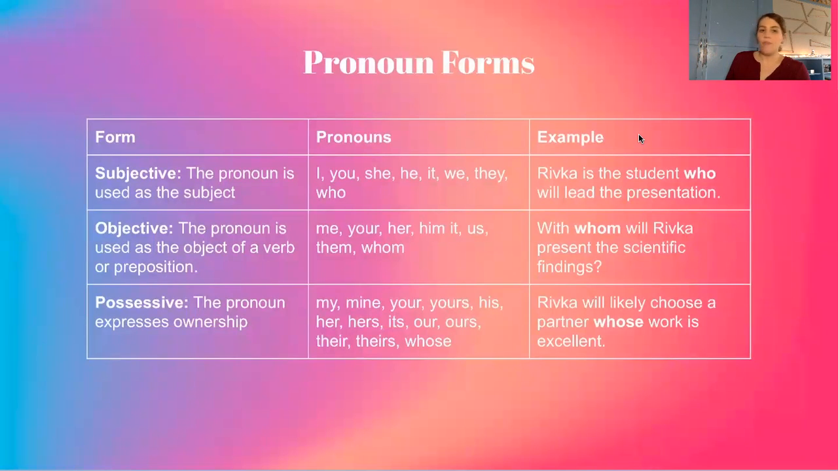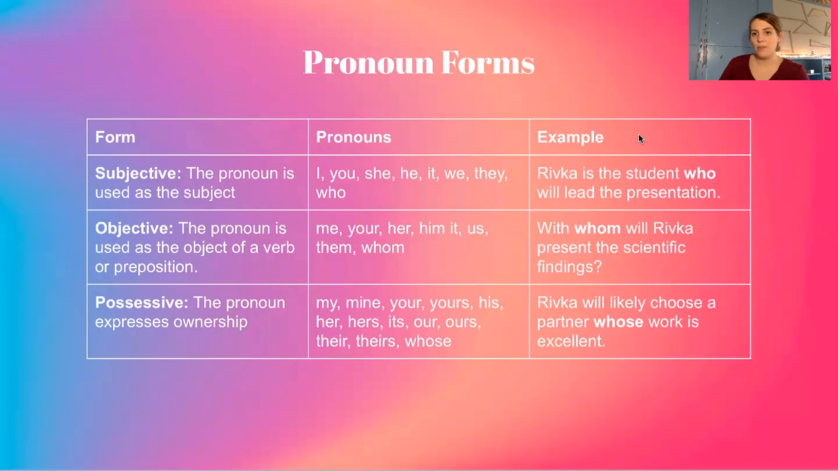So there are three forms that pronouns can go towards. So there's the subjective, when the pronoun's in the subject. There's the objective, when it's used as the object of a verb or a preposition. Or finally, the possessive, something that expresses ownership. So looking at the following list, you can see the examples of the different types of pronouns that we are looking at.